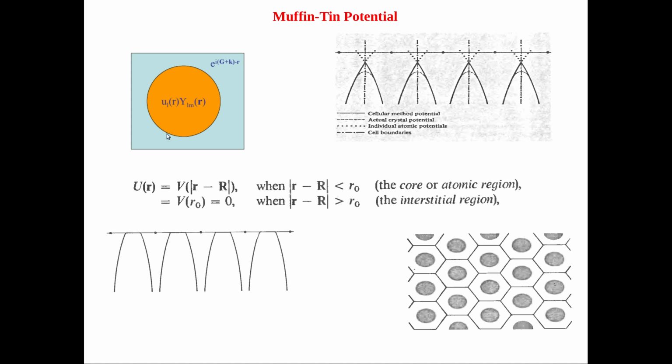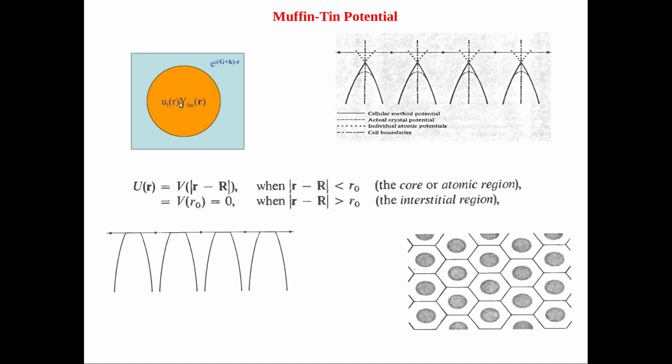This is another depiction of a Muffin tin potential in a two-dimensional crystal. Here these gray circles represent the atomic regions, or Muffin tin sphere regions. In these regions the potential is of the 1 upon R type, the radial kind, and in between the two Muffin tin spheres is the interstitial region. That's very close to the real potential felt by the electron in a crystal.